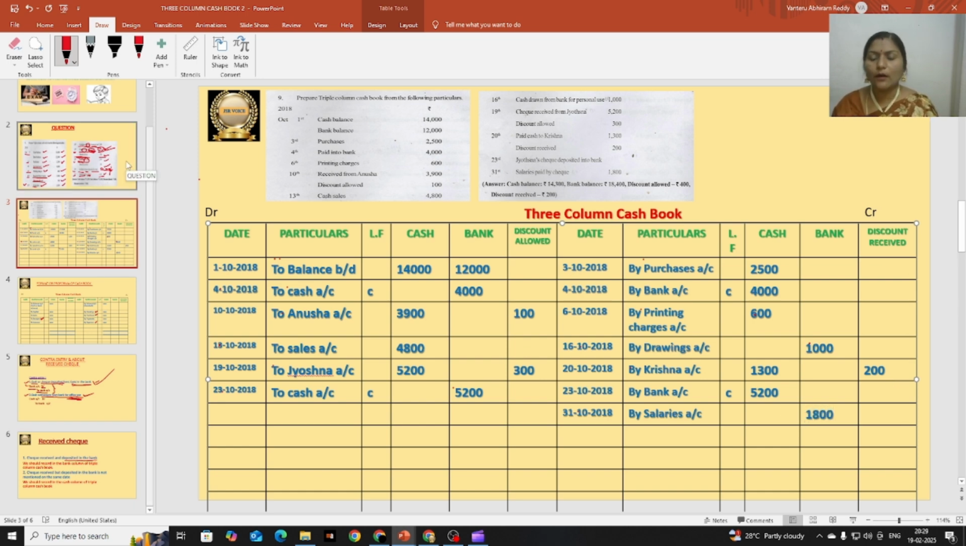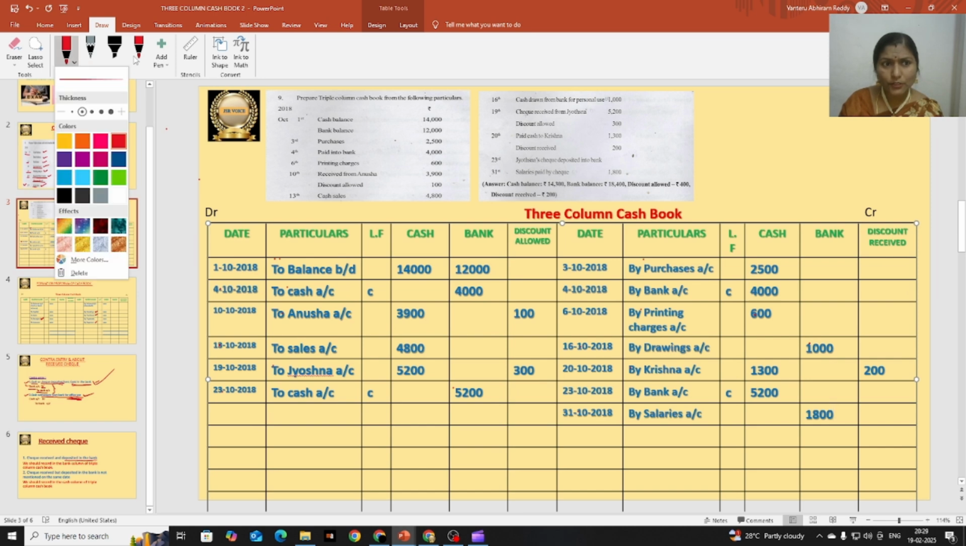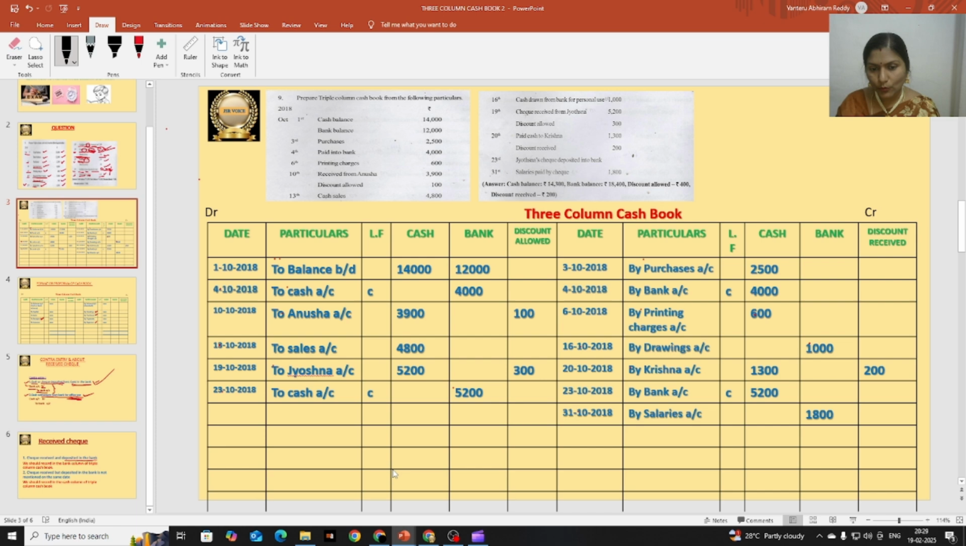Now we have posted all the transactions on the proper side. After posting all this, we have to balance the account. How to balance the account? Let us see how to balance it now. Whenever you are going to balance the account, you should first draw totals. Leave some gap and draw total lines on both the sides.